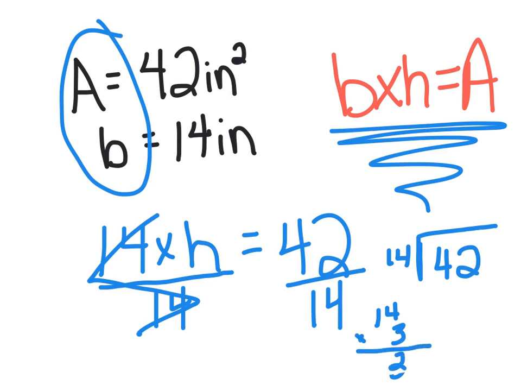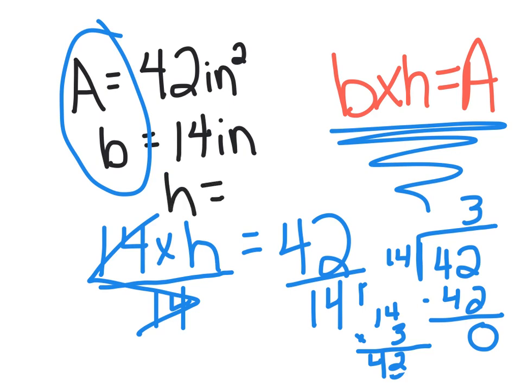4 times 3 is 2. 3 times 1. Oh, 4 times 3 is not 2, it's 12. I forgot to carry my 1. 3 times 1 is 3, plus 1 more. Look at that. We have exactly 42. So I put my 3 up top. I put my 42 down below. Subtract. And I know that my answer now, h, equals 3 inches.